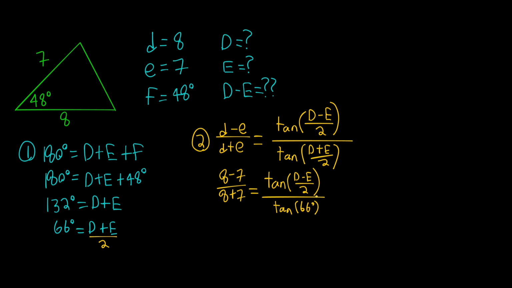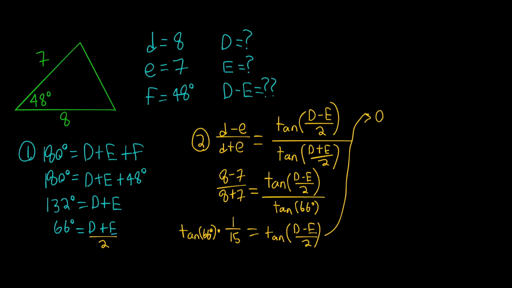On the left, what we're going to be left with is 1 over 15. We can bring the tangent of 66 over to this side, and that's going to be the tangent of (D minus E) divided by 2. Okay, so let's continue up here a little bit more. So 1 over 15 times the tangent of 66 gives me 0.1497 as the tangent of (D minus E) divided by 2.